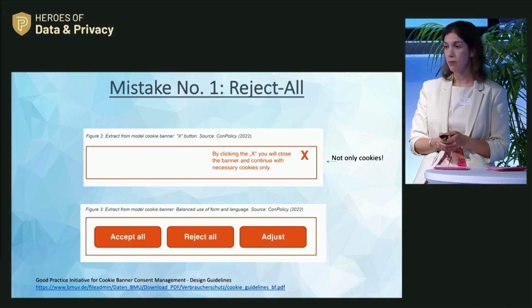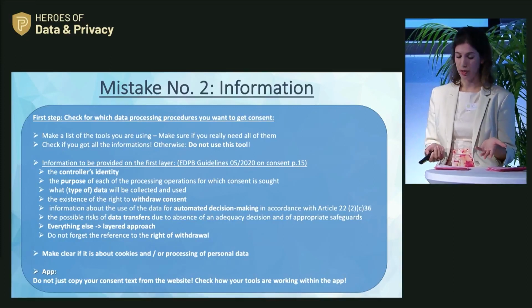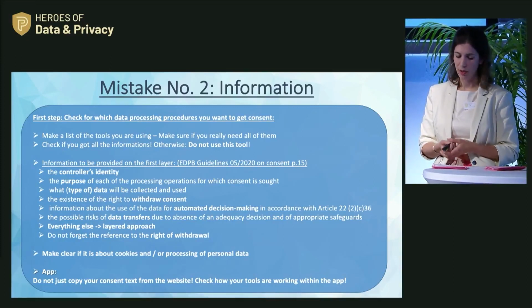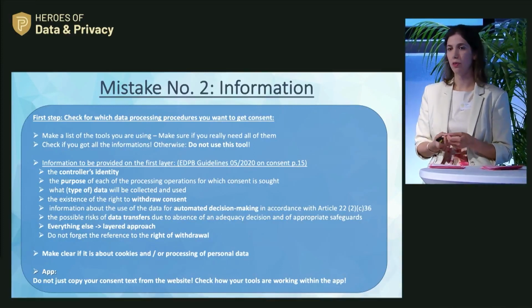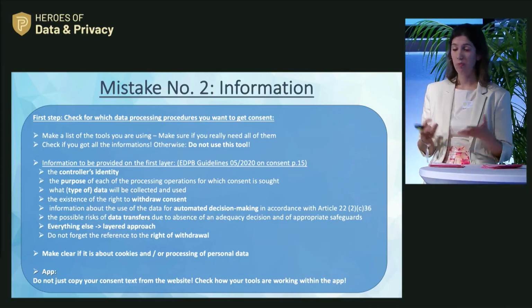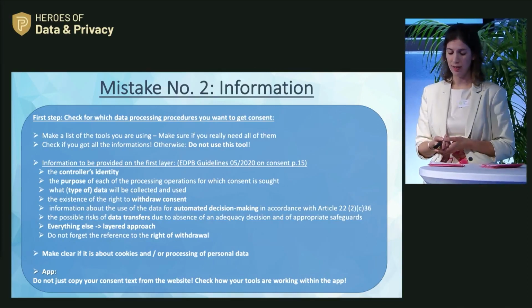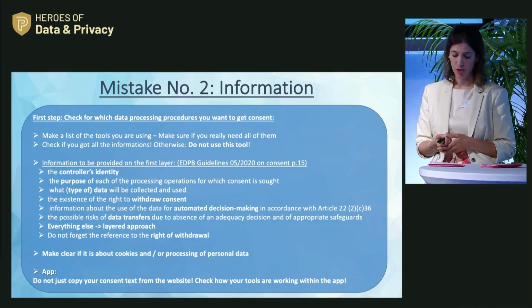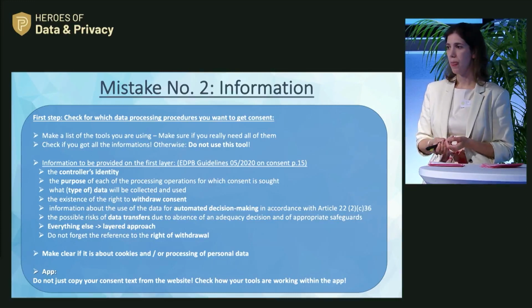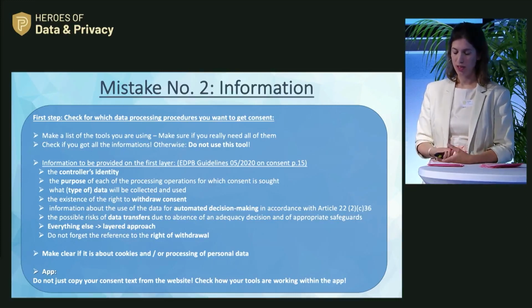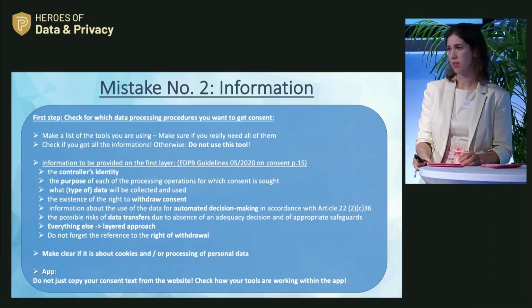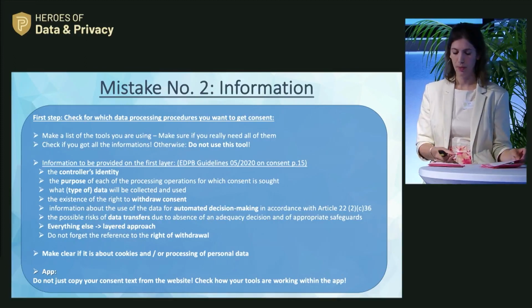So, let's move on to mistake number 2, the information of consent. With the guidelines on consent, you have an overview of the individual points and also which information has to be given on the first layer. So, getting the information actually is really easy. But the problem is that the transposition is often insufficient or does not provide real information. But why? I think the main problem is that many controllers themselves do not exactly know what tools they are using or what data processing is taking place on their websites.